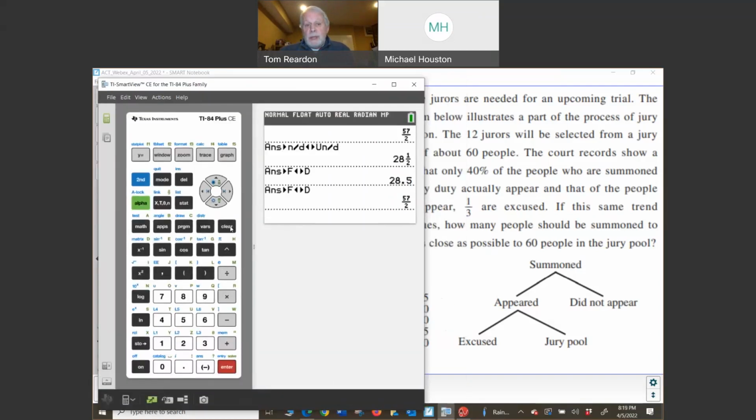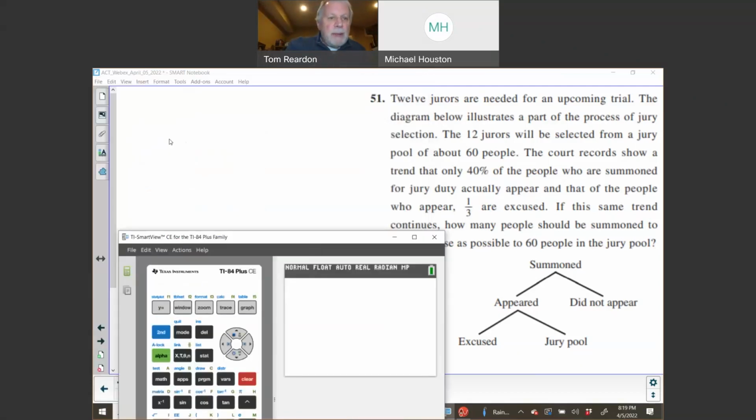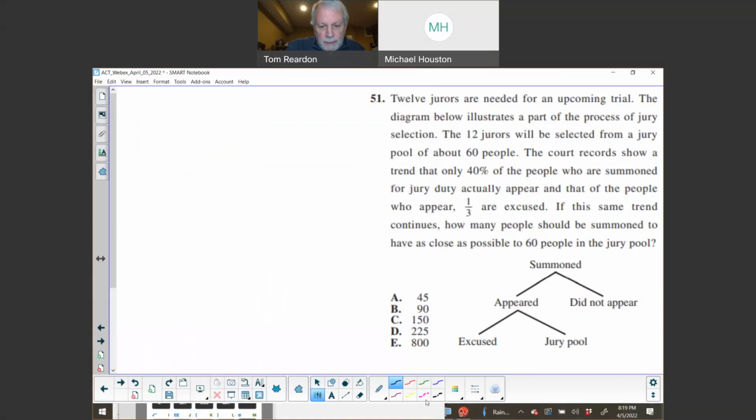One of the ways you could do this, let me press clear, is that we want to know how many people we're going to start with, how many are summoned. So let's maybe let X be that value. So X is going to be equal to how many people should be summoned. And so we know that 40% of those actually appear. So 0.4 times X actually appear, and then a third of them are excused.